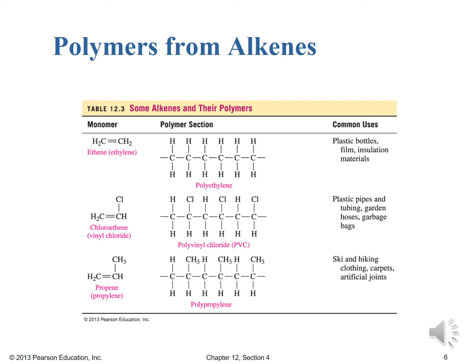Then finally we have propylene, or propene as we should call it, but we don't see that anywhere. It's polypropylene based on its old common name instead of polypropene as we should really call it. And that's used in skiing and hiking clothing. It's good at keeping the wind and the water out, so it's wonderful for those applications. It's also used in carpets, and even artificial joints are often coated in polypropylene. So lots and lots of applications for just a few of the many polymers out there.